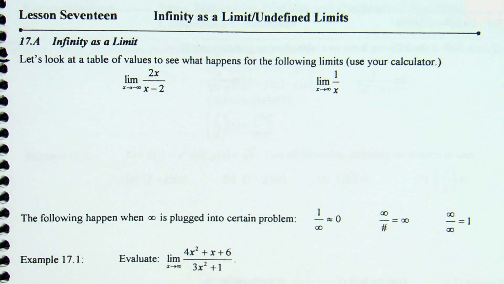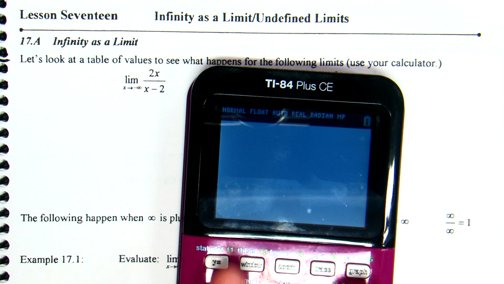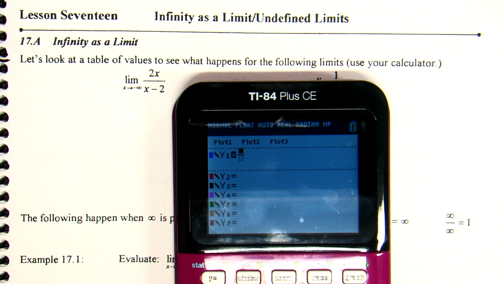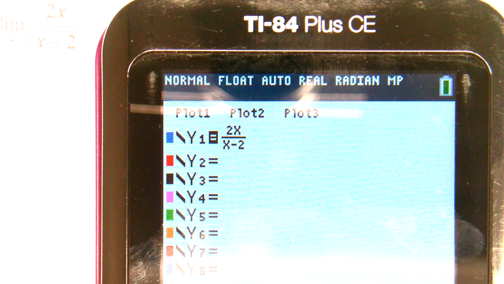Now, if I recall, we first need to go to y equals and get the equation entered, right? My brain's spacing for a moment. Okay, so I went into my y equals screen. For y1, I put 2x over x minus 2.